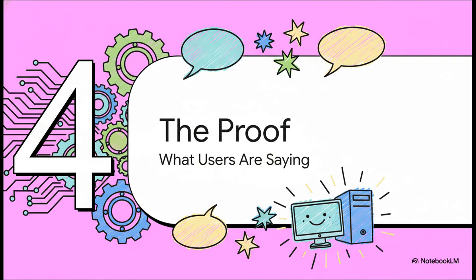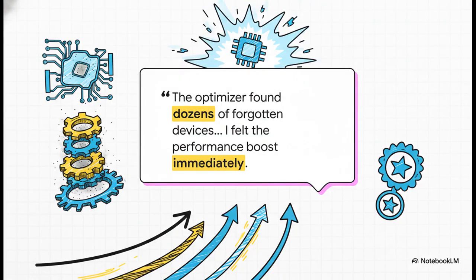But hey, don't just take my word for it. The most telling information always comes from people who have actually used the software, so let's take a look at what they're saying. Now this is powerful. So a user ran the scan, and it found, get this, dozens of forgotten, outdated drivers. And here's the key part. They said they felt the performance boost immediately. It was so noticeable that it convinced them to buy the Pro license right then and there. That's a real testament to a tangible result.